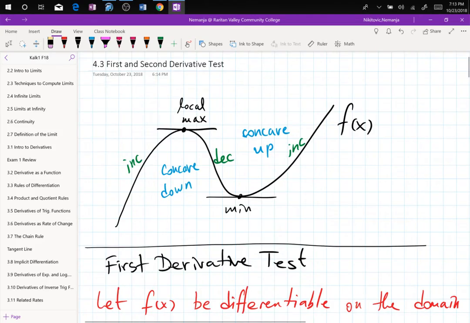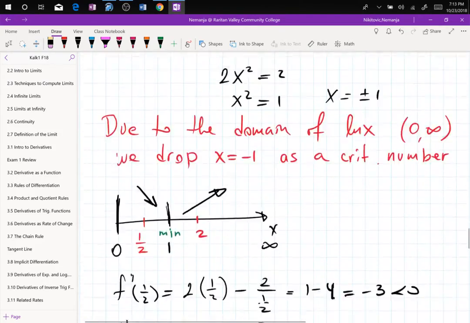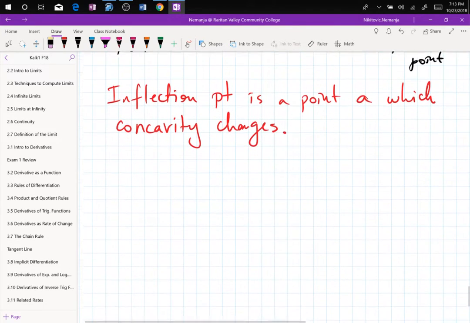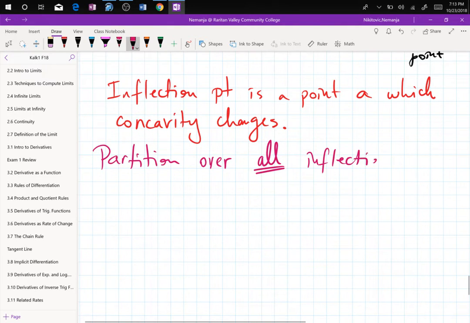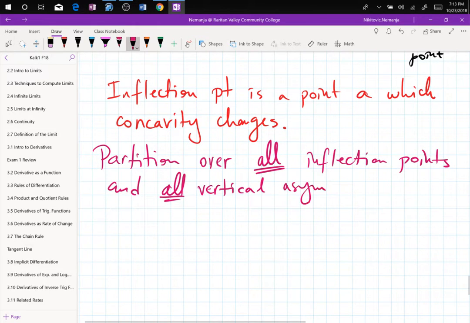So now we go all the way back to our problem, and we also say here, partition over all inflection points and all vertical asymptotes. Ta-da!